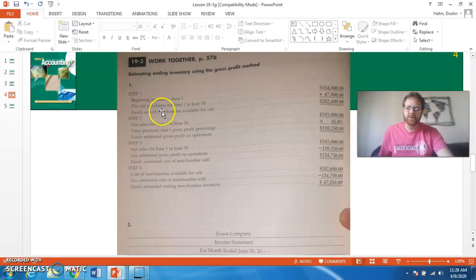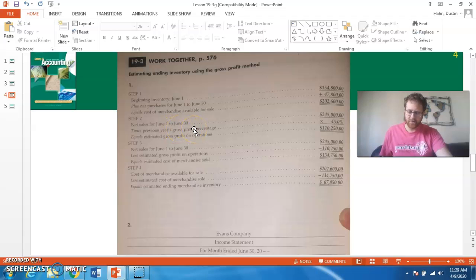Plus the net purchases from June 1st to June 30th of 47,800. That's provided to you in the book as well. That's coming straight from your instructions. So these two numbers are given to you already. All you have to do is add them. Right, there's your 202,600. Now your net sales for June 1st through June 30th.